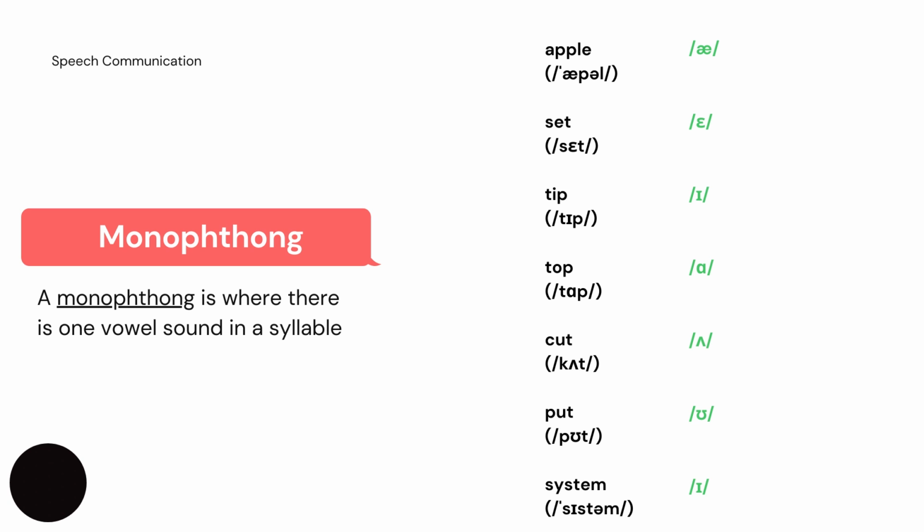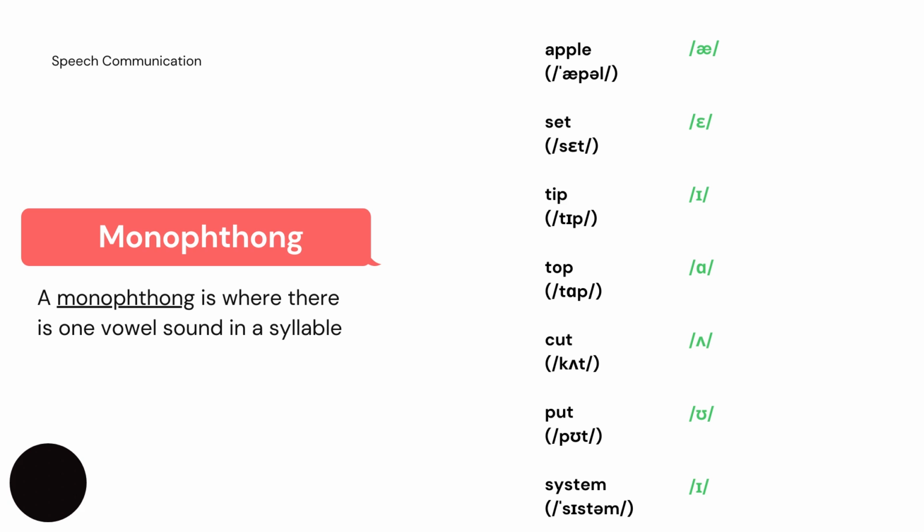We also have top, represented by this symbol. We have the word cut, represented by this symbol as well. When you see this symbol, it means that the vowel is pronounced shorter. So we have the word cut. Next, we have boot, represented by the symbol.